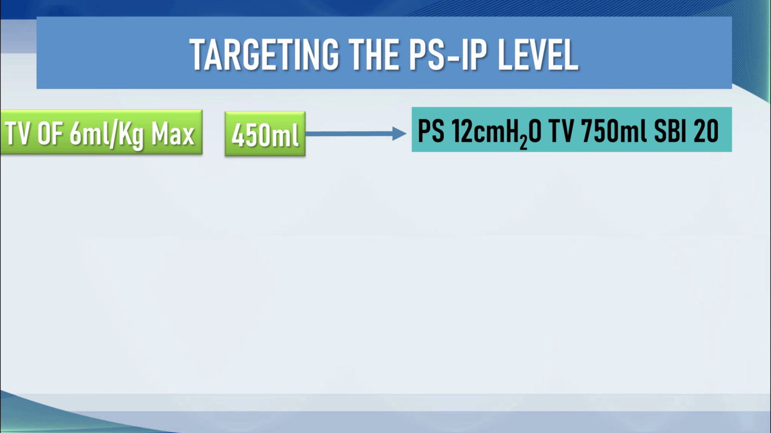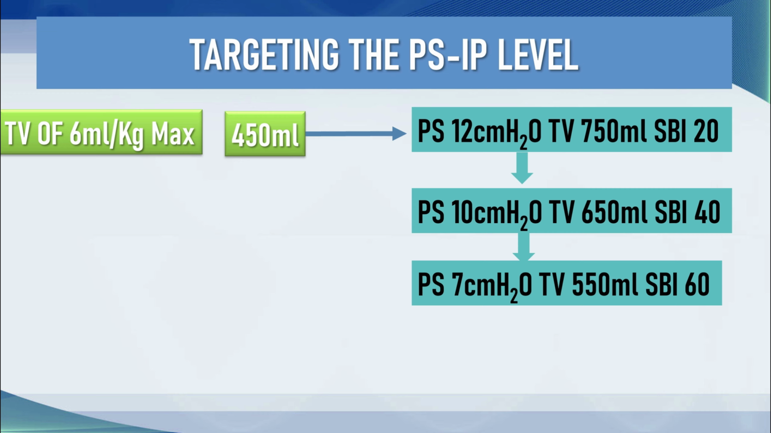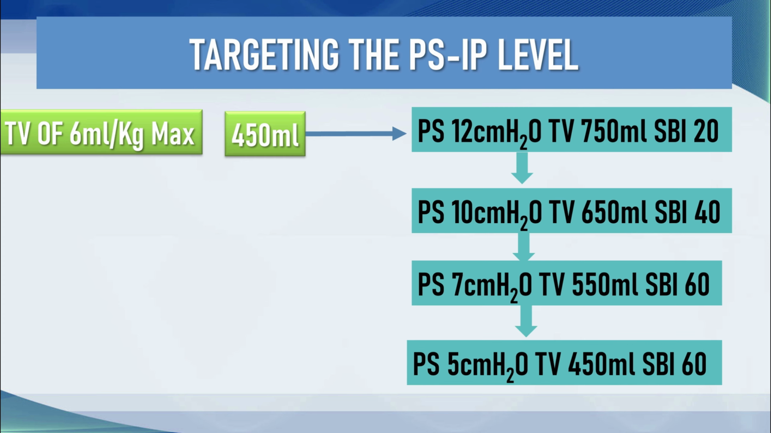We need to reduce the pressure support, so we go down to 10. Tidal volume, 650 mils, spontaneous breathing index 40. Let's keep going. Down to 7 centimeters of water, 550 mil tidal volume, spontaneous breathing index of 60. Let's drop the pressure support. Now we're down to 5. Tidal volume is that maximum goal, 450, shallow breathing index of 60. So this patient is now weaned on pressure support.